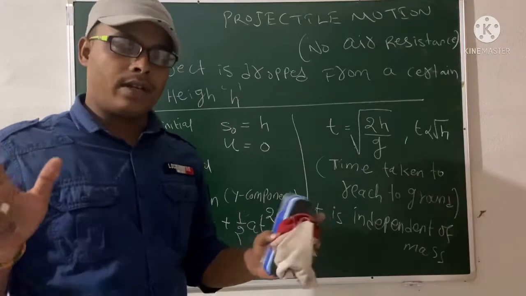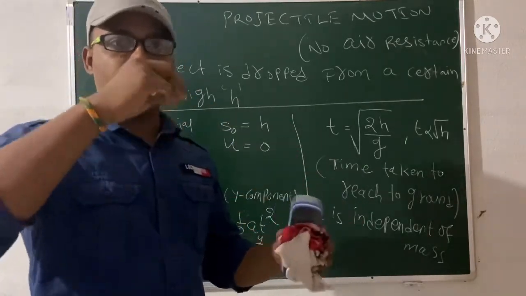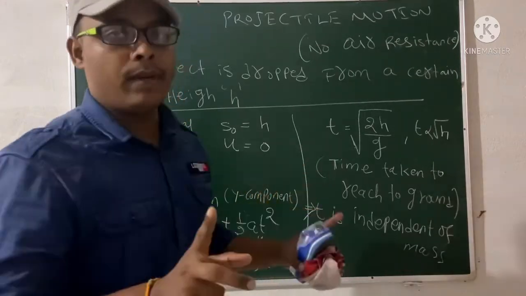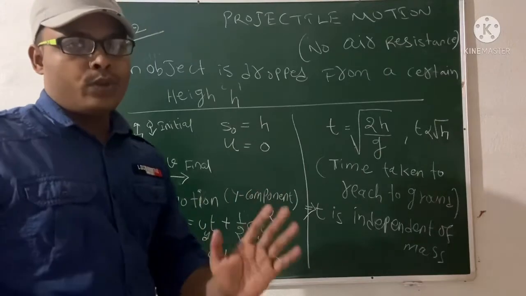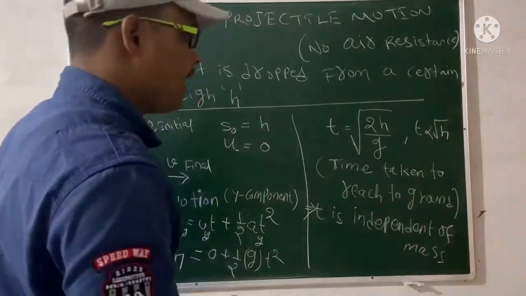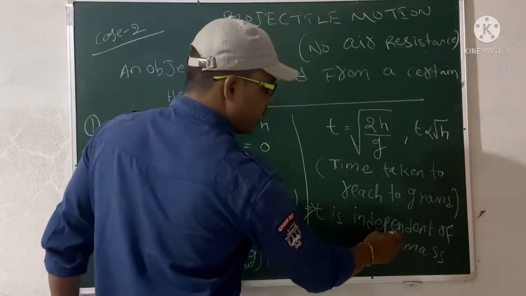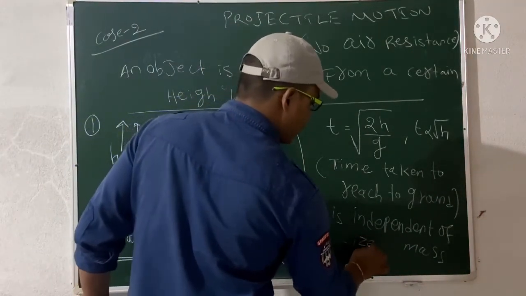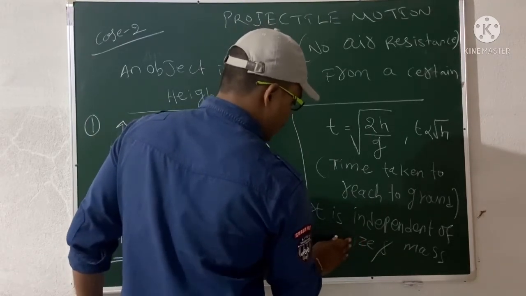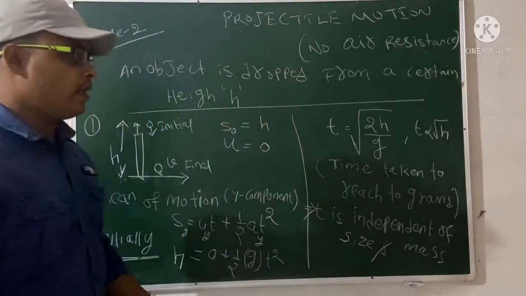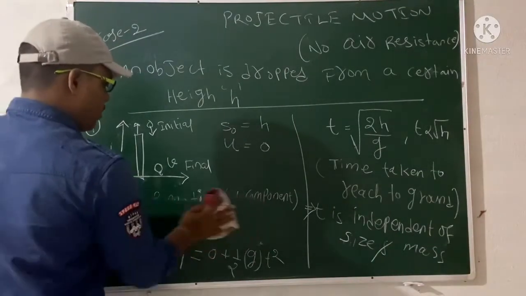So remember, आप एक बड़ा ऑब्जेक्ट ले जाइए या छोटा ऑब्जेक्ट ले जाइए, तो दोनों अगर हम सिमिलर हाइट से ड्रॉप करेंगे तो सेम टाइम लेंगे ग्राउंड में रीच करने के लिए, ठीक है. So it will take the same time to reach the ground. It does not depend upon the size or the mass. It is independent of size and mass. So volume और area के ऊपर भी नहीं डिपेंड करता है, ठीक है. So this is the first case: how much time it will take to reach the ground.